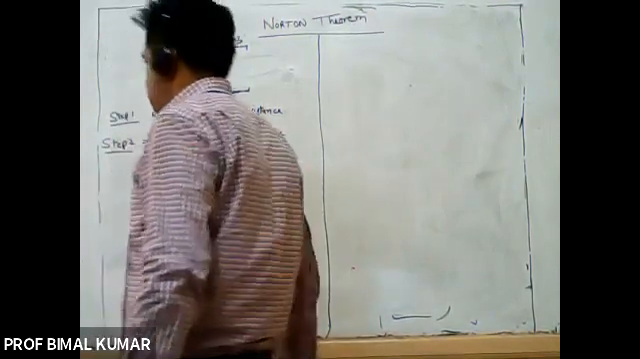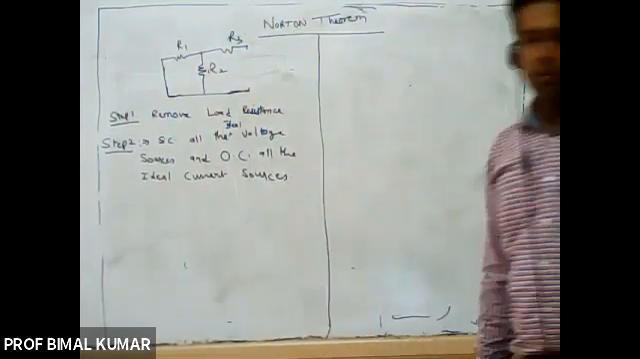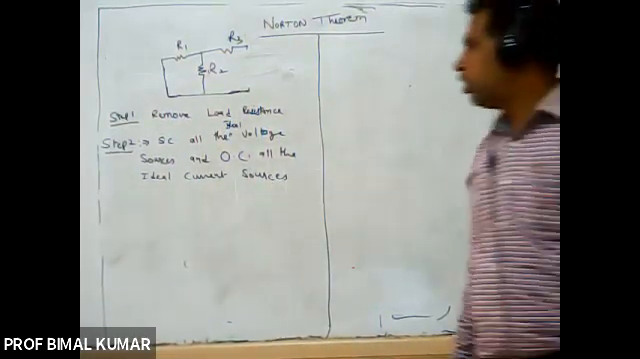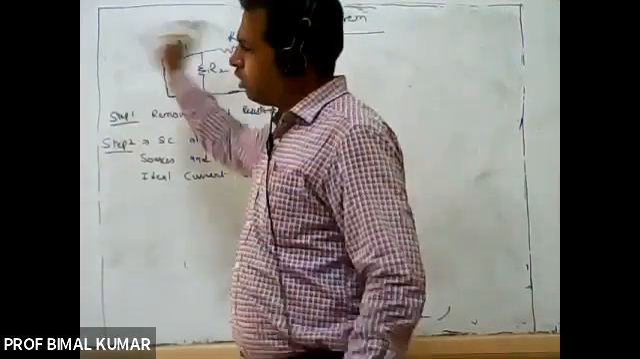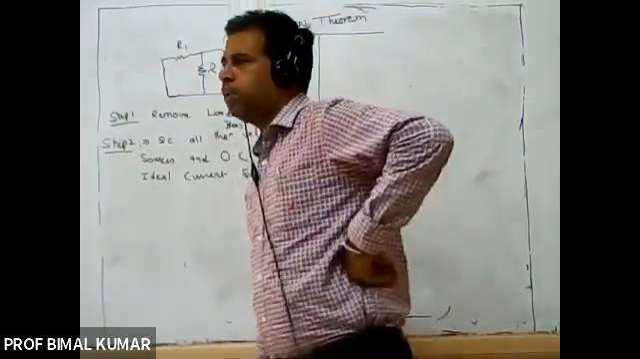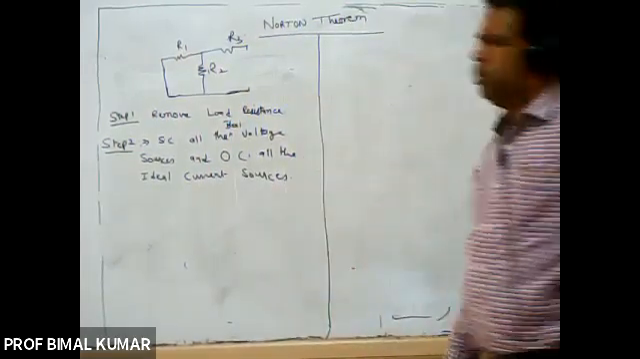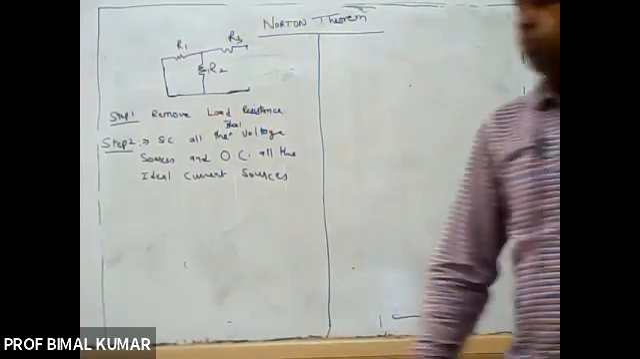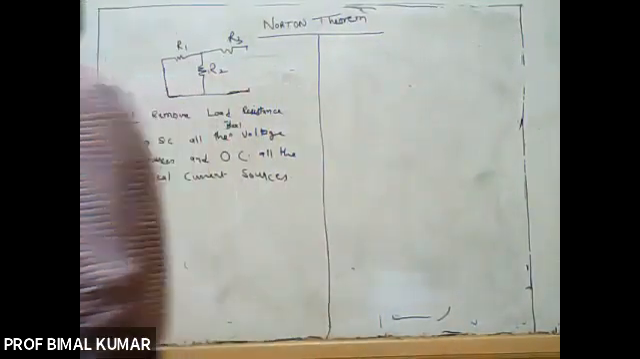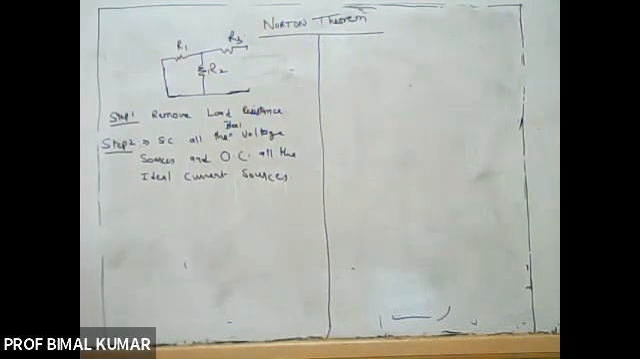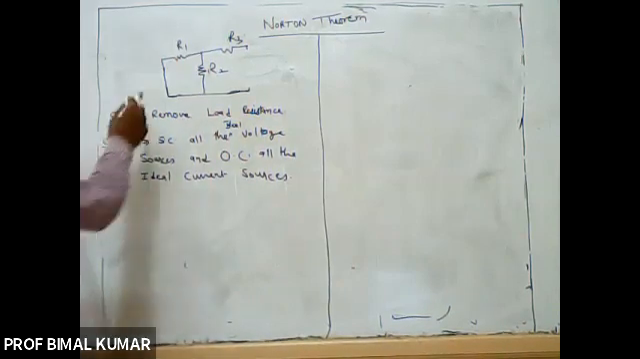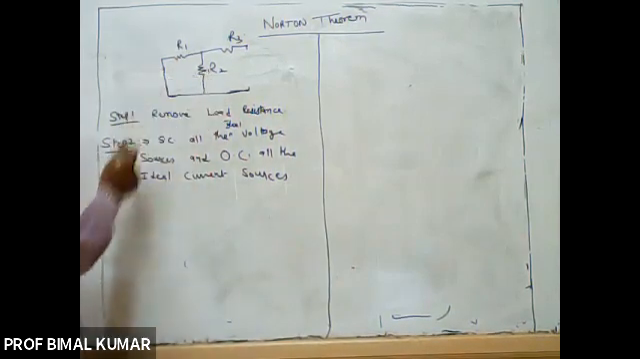If in any case some internal resistance of the source is given, then replace that source with that equivalent internal resistance. In 99% of the cases, no internal resistance of the source is given to you. So that's why we are applying short circuit across the voltage sources and open circuit across the current sources. So after applying that second step, this is your network.